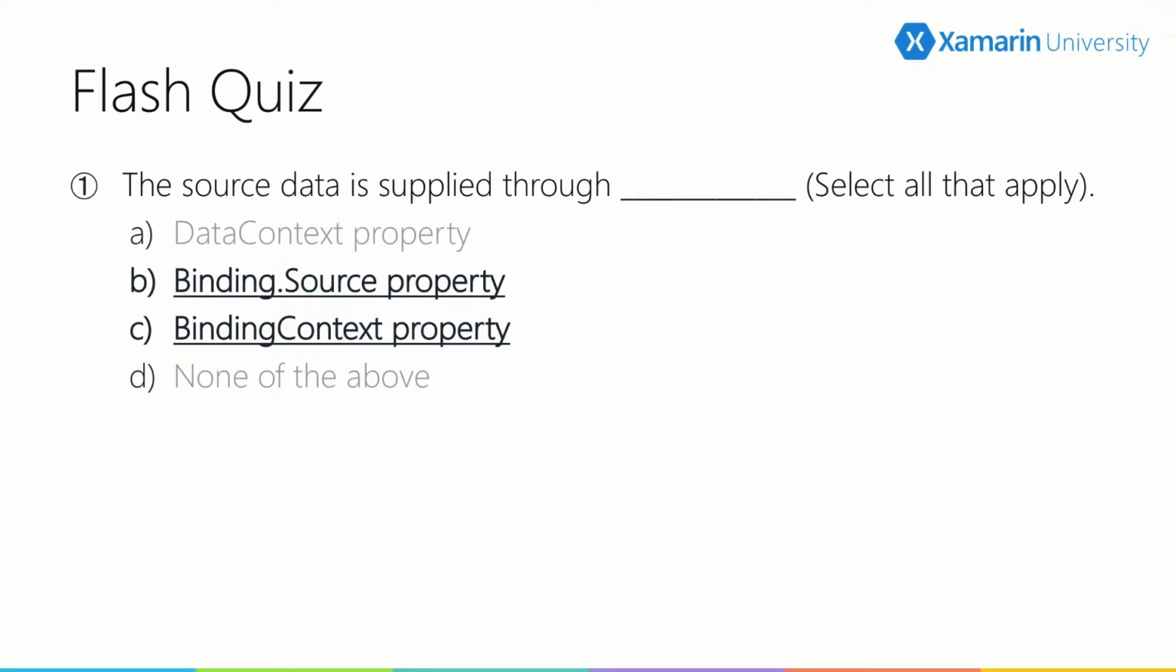We have two valid answers here. We can either set the BindingSource property explicitly, or we can set the bindable object's BindingContext. Both work. What is even better, if you have set a BindingContext maybe at page level, you can still specify a Source property for an individual binding. This will always override what is specified through the BindingContext.